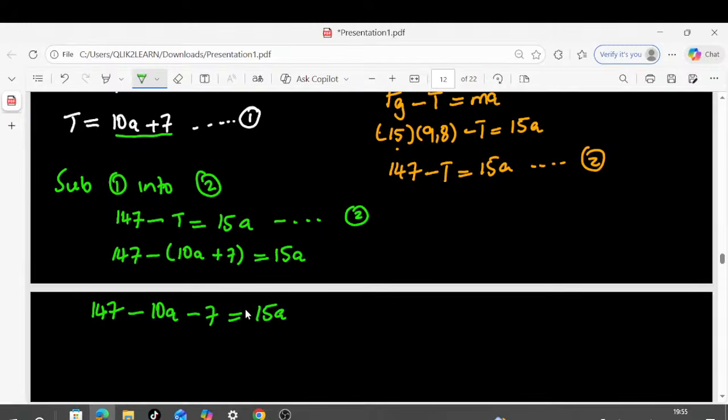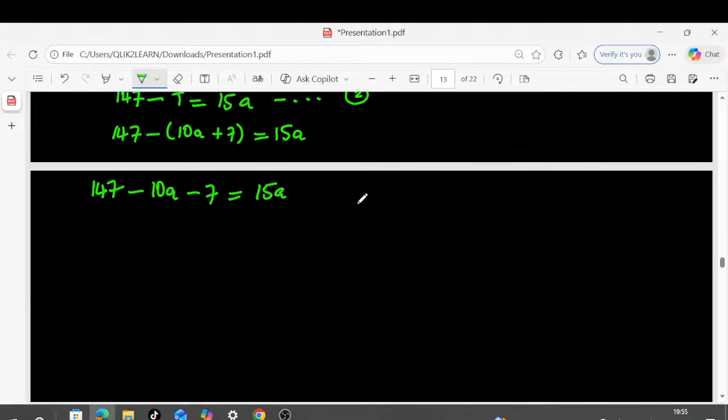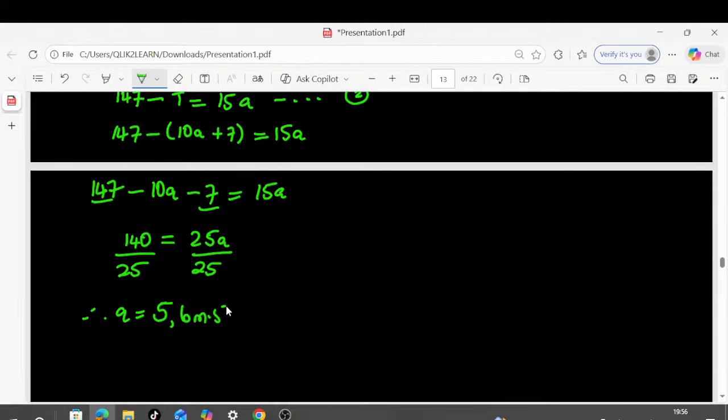What's next? We just have to group the like terms. So 147 minus 7 will give us 140. This is equal to 25a, because the 10 will go to the other side to be positive. Now what's next? I can just divide both sides by 25. What is acceleration equal to? So we get the same answer as the comments that we got on YouTube. So this is 5.6 meters per second.